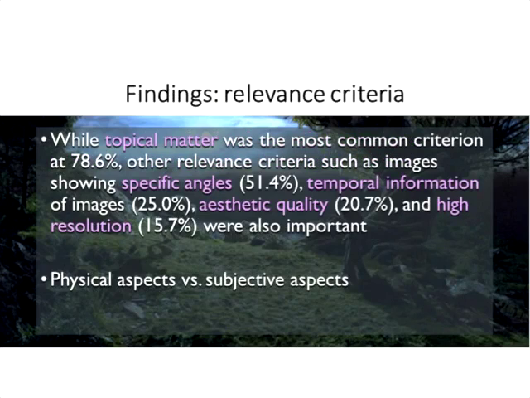When participants decide the relevance of images, various criteria are used. While topical matter was the most common criterion at 78.6%, other relevance criteria such as images showing specific angles, temporal information of images, aesthetic quality, and high resolution were also important. When illustrators find that certain retrieved images include what they were looking for, for example, a crying face of a child or a peaceful-looking field, they will find those images satisfying topicality.